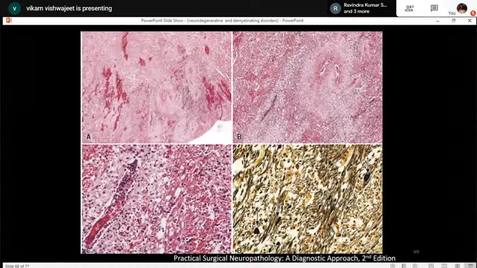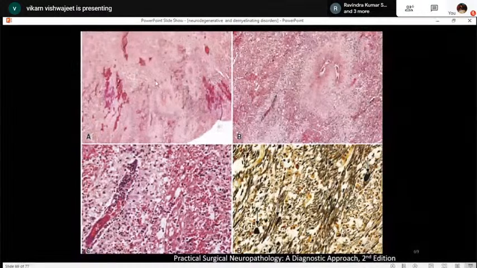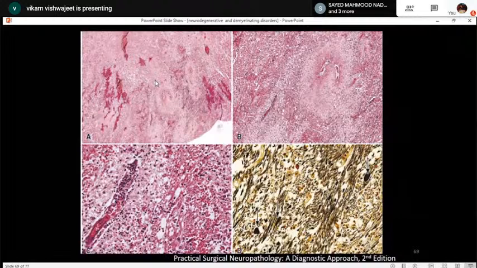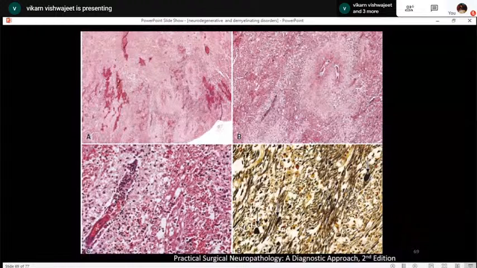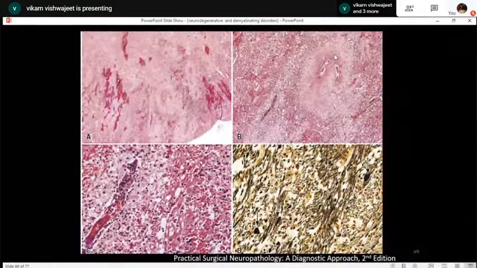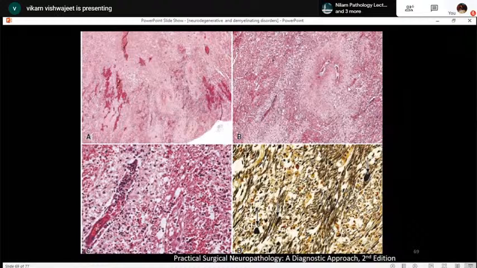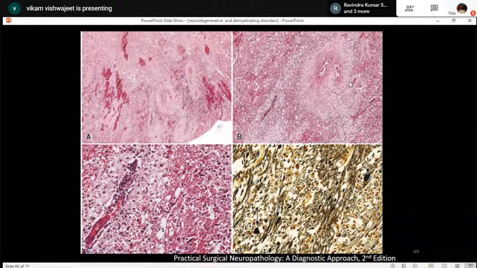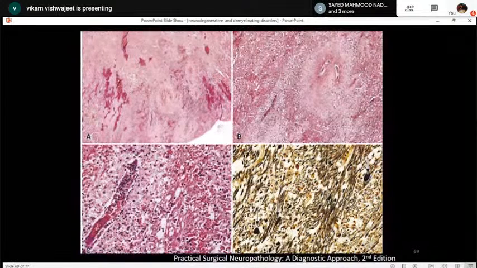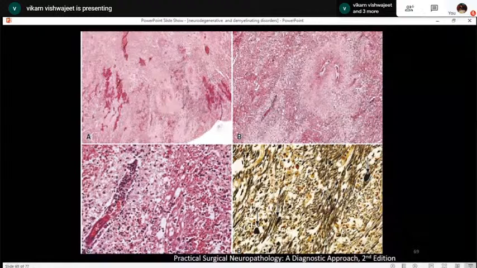So, on histopathology, you can see characteristic myelin pallor, hemorrhage, and vascular necrosis. Here you can see the vascular necrosis around the vessels, perivascular necrosis and myelin loss. Then you can have axonal spheroids, because these lesions often have prominent axonopathy.